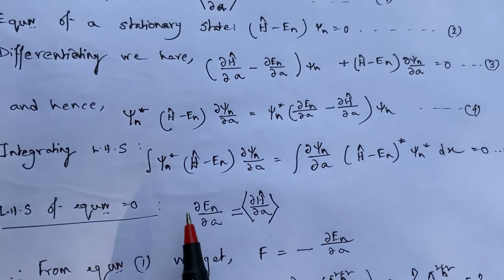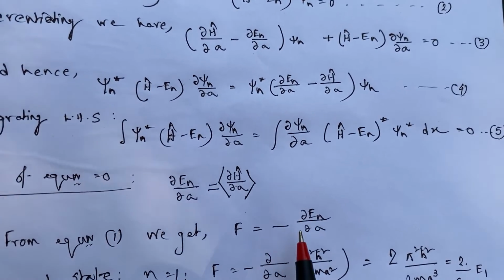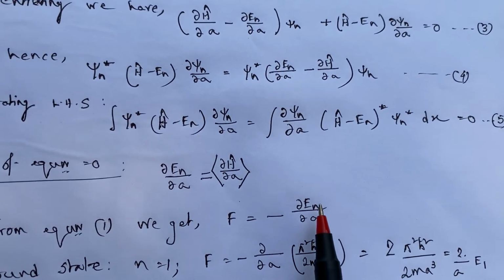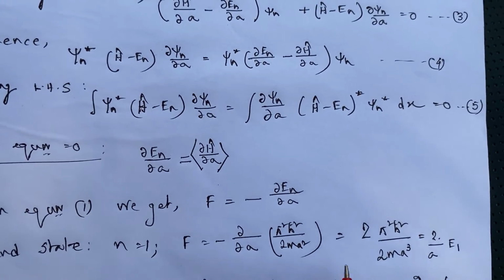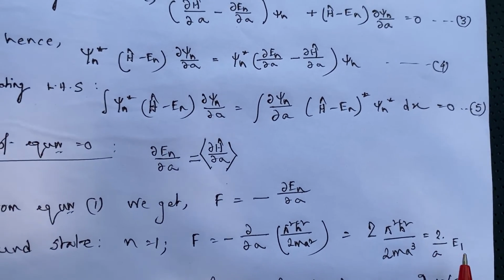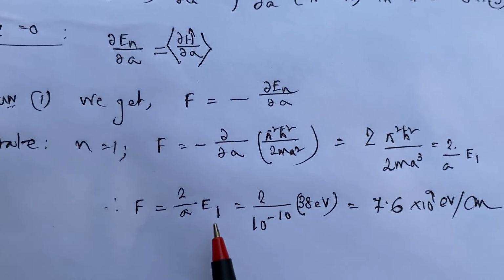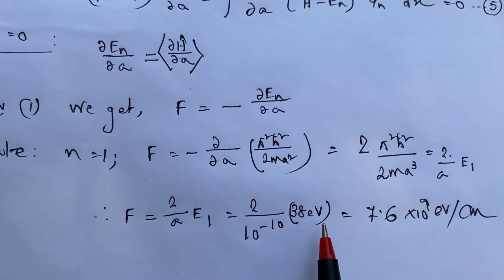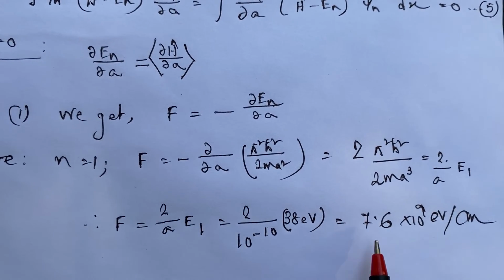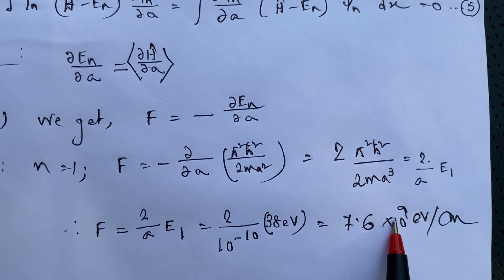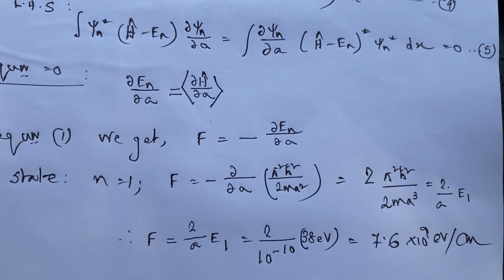Then from equation 1 we have a force expression here. So from equation 1 the force is equal to minus del A of En. So we need to differentiate the energy expression with respect to A. So I have differentiated the energy expression with respect to A, and we have got force equal to 2 by A E1. And if we substitute the value of E1 as 38 electron volt, I will get this expression. Because this 10 to the power minus 10 is in centimeter, this is in electron volt. So this is 7.6 into 10 to the power 10 electron volt per centimeter. You can obtain this in dyne.